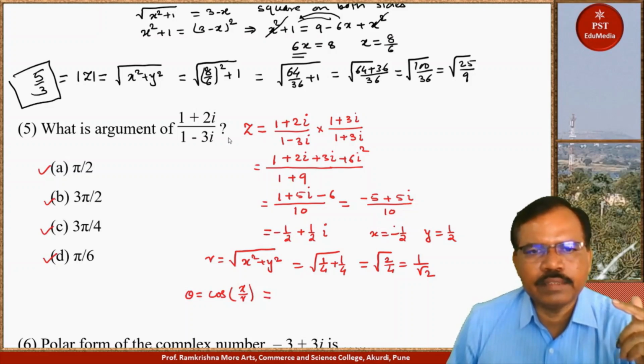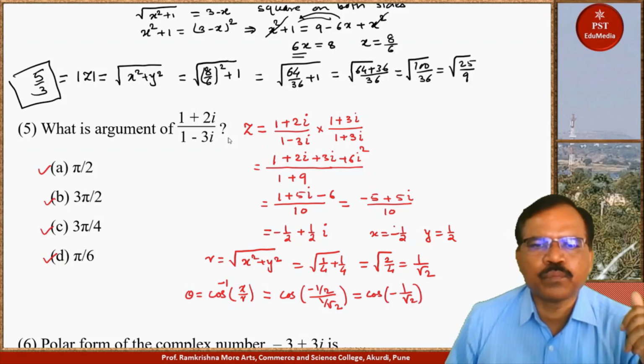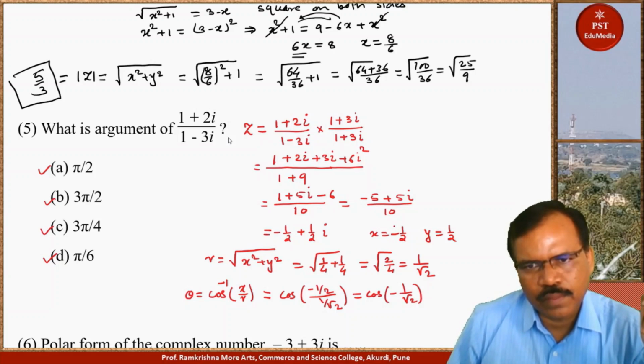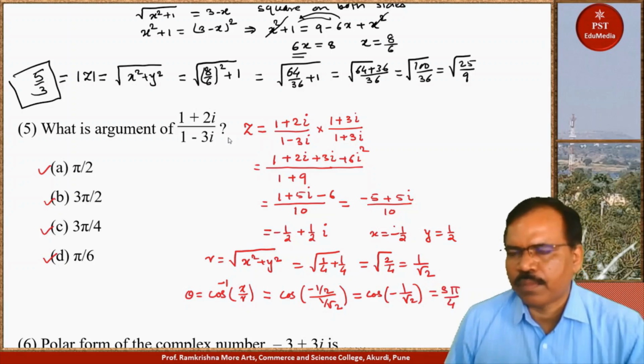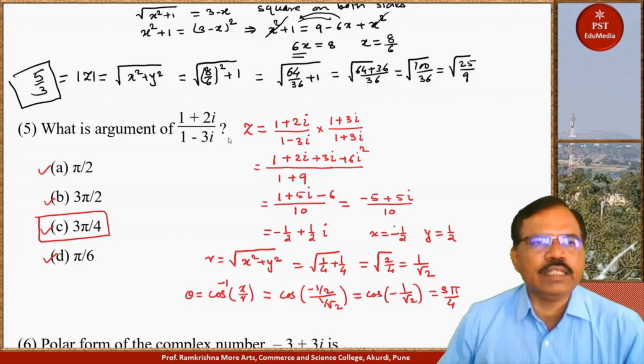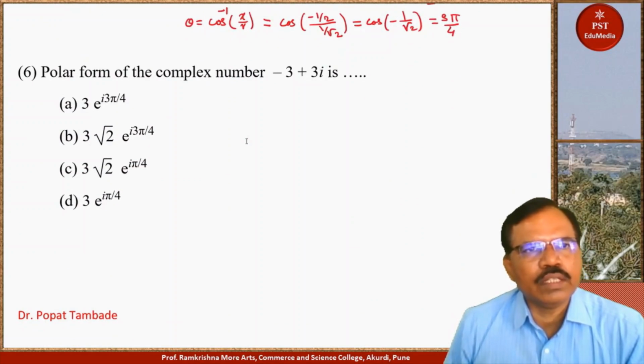So I can write here theta is cos inverse, minus 1 half divided by 1 upon root 2. So this comes out to be cos inverse of minus 1 upon root 2. Now cos inverse of minus 1 upon root 2, it is 3 pi by 4. So here out of these 4 alternatives, this third one is correct. 3 pi by 4. Now let us go to next one.